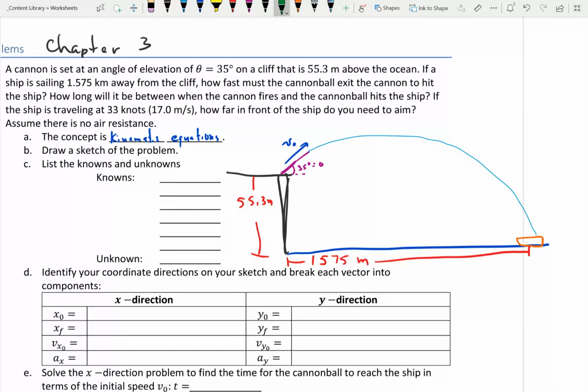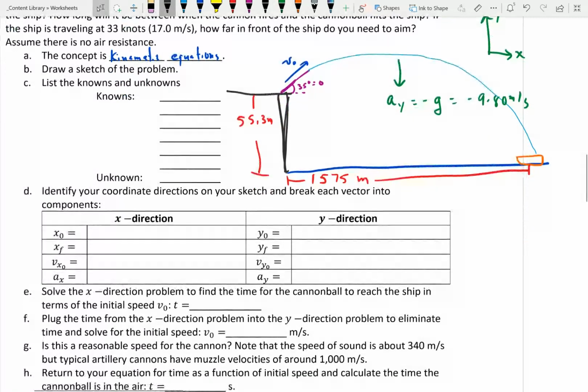There's one known that I did not put on my figure that I should have. It wasn't given in the problem, but we know that the acceleration in the vertical direction is minus g or minus 9.80 meters per second squared. Now, I used a_y there, and of course, to use a_y, I must define my x and y directions. That's an absolute necessity.